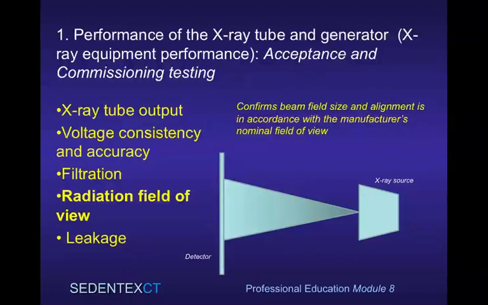In terms of radiation field of view, it's obvious that we need to be sure that the field size that is stated on the equipment is in fact correct, so that the testing confirms this and also confirms that the alignment is in accordance with the manufacturer's nominal field of view. Clearly, if there's a discrepancy in this, it may lead to rejected examinations due to missing off areas of interest, or alternatively overexposure of the patient where the field of view is actually bigger than the nominal field of view.